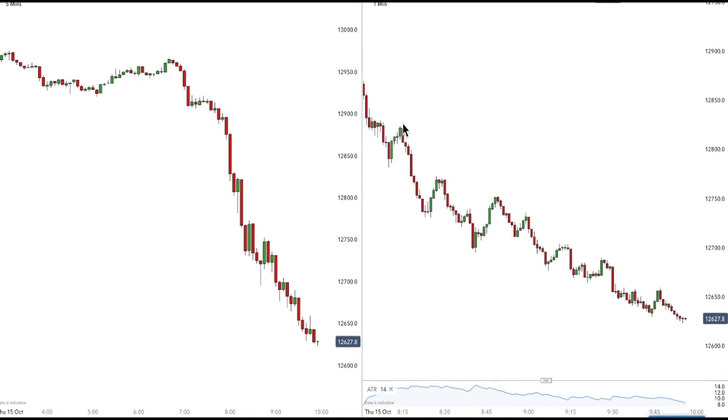Okay, so in a pullback I'll look for a signal here and then go short. In a pullback, look for a signal, go short. And there have been lots of opportunities this morning, as you can see, and I really hope that if you are a trader, if you've taken my course, if you're working with me, that you've been able to see the patterns that occur in downtrends and take advantage of them this morning, because they've been plentiful.